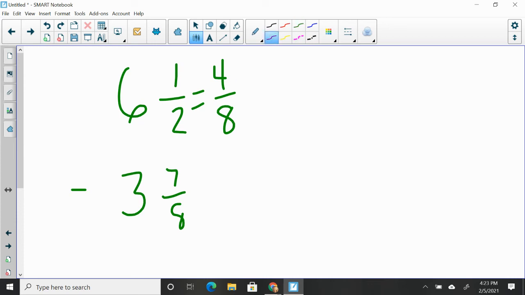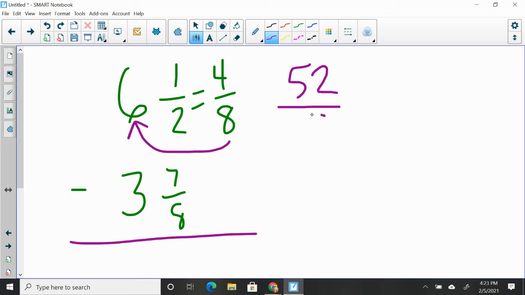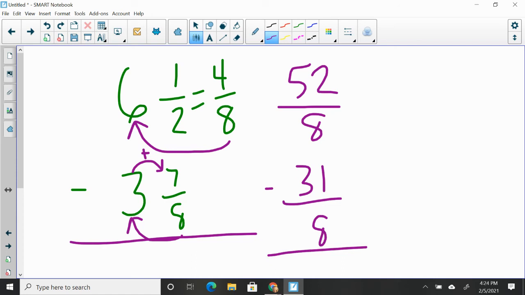The other strategy that you can use instead of the regrouping strategy is you can take your mixed number and convert it into an improper fraction. So 8 times 6 is 48 plus 4 would be 52. That would give me 52/8 up here at the top. And then down here, 8 times 3 is 24, plus 7 is 31. And 31/8.